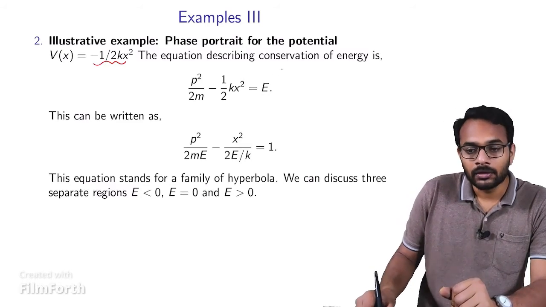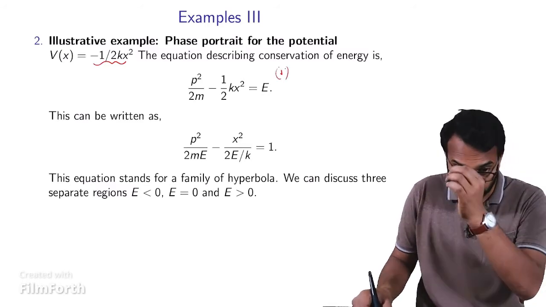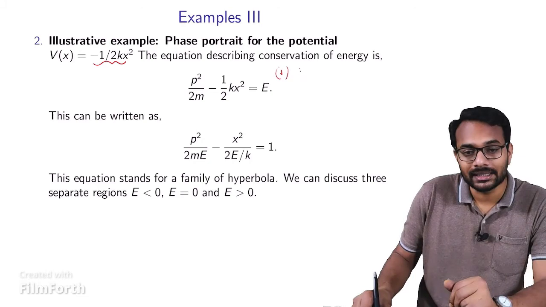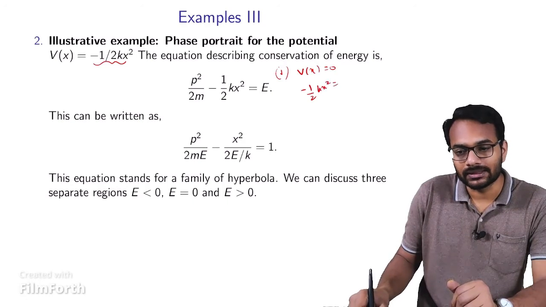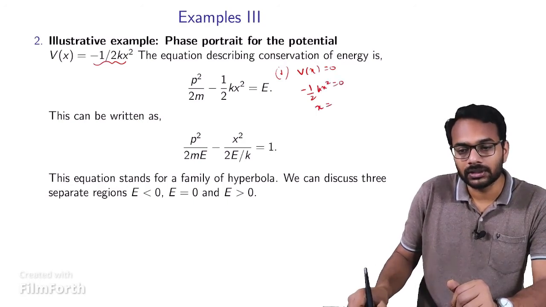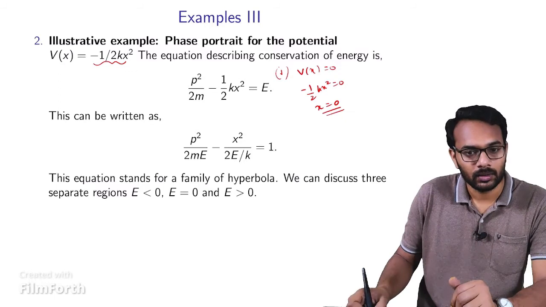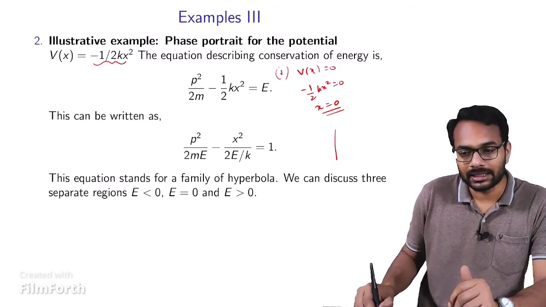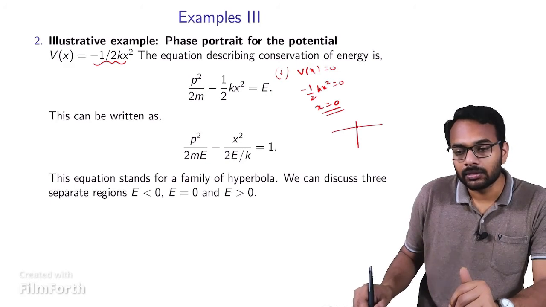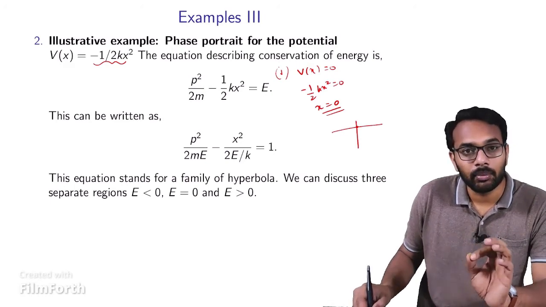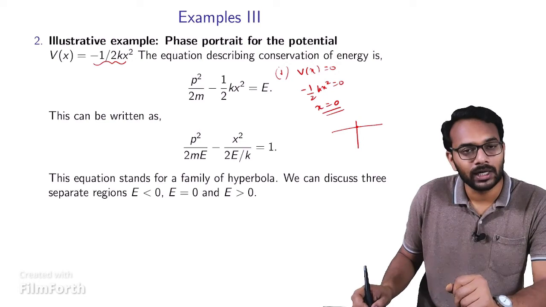The first step was to find the zeros of the potential energy curve. So we say that v of x is equal to 0, so minus half kx squared is equal to 0. The solution to this is x equal to 0. So we know that for the potential energy curve, at x equal to 0 the potential energy is 0. That's the only point where the potential energy is 0. So we got one point.